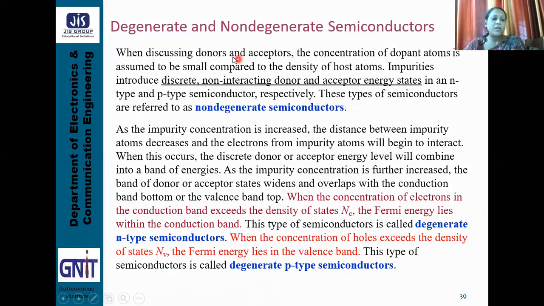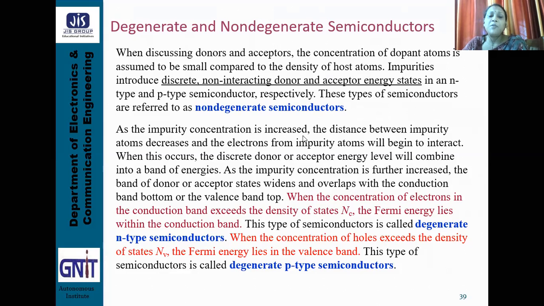This is degenerate and non-degenerate semiconductor. So what is actually this? When discussing donors and acceptors, the concentration of dopant atoms is assumed to be small compared to the density of host atoms. And there is no interaction between the dopant atoms, dopant electrons rather, in an n-type and p-type semiconductor respectively, if the number of impurities is small. This type of semiconductor is called a non-degenerate semiconductor, that is the normal type of semiconductor.